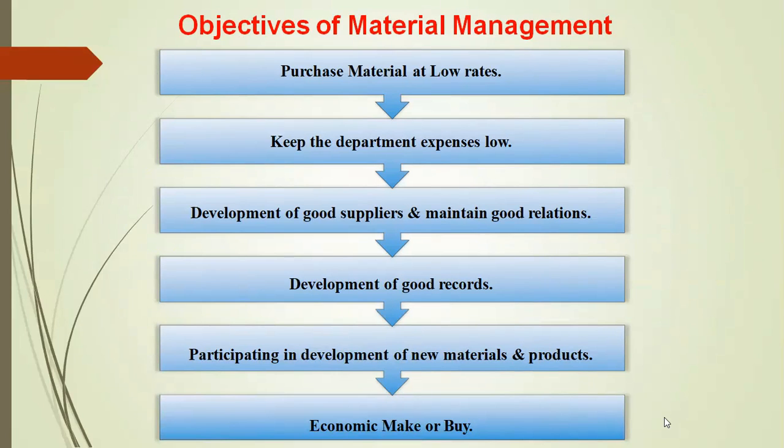Again, in the continuation of objective of the material management, there is basically a flow chart. We'll try to understand it. Purchase of material at low rate should be the priority. Keeping the departmental expenses low is basically the need. Then development of good supplies and maintaining good relations. Department of good records. Then participating in development of new material and product, R&D project, and finally followed by the economic make or buy.